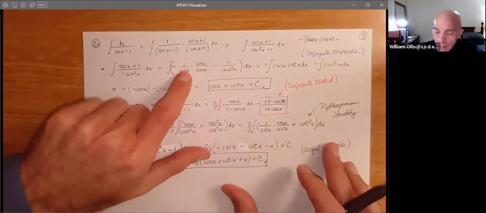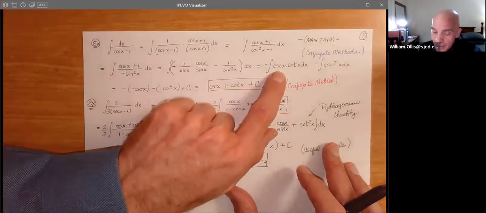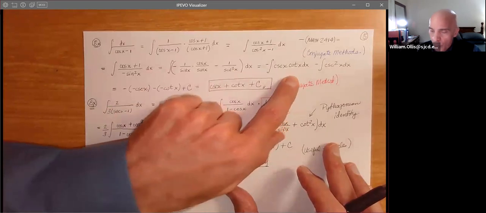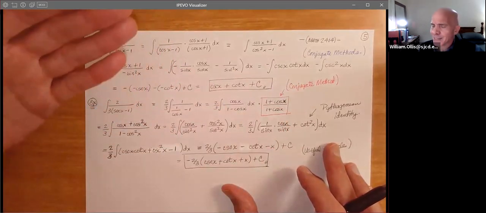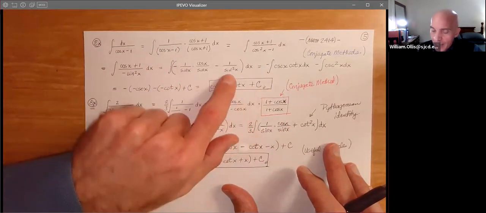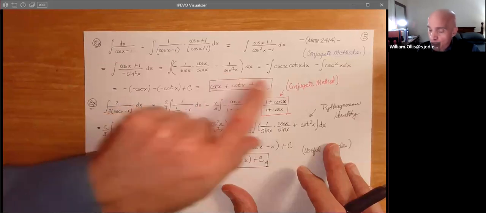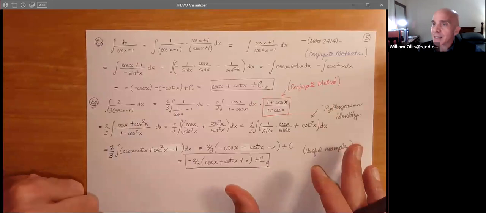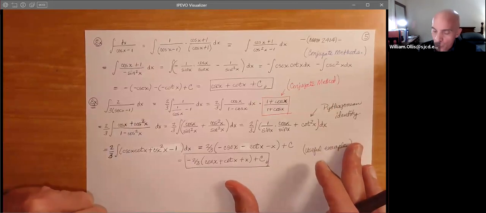Well, of course, 1 over sine is cosecant and cosine over sine is cotangent. We're like, yay, that's an easy derivative with a negative sign. And then of course, 1 over sine squared is cosecant squared with a negative. Again, these are easy derivatives in calculus 1.